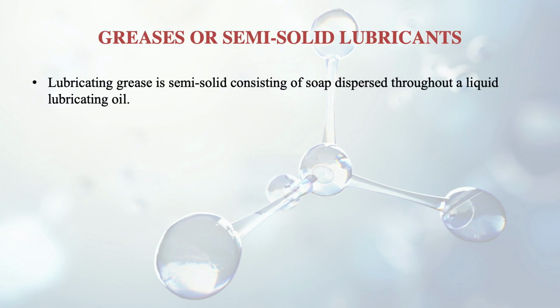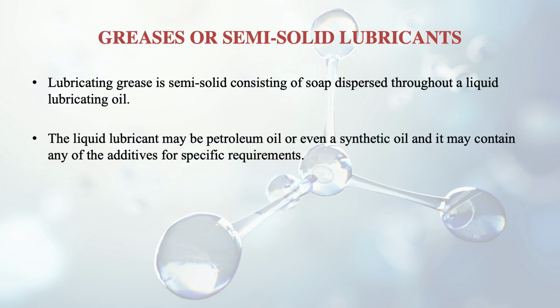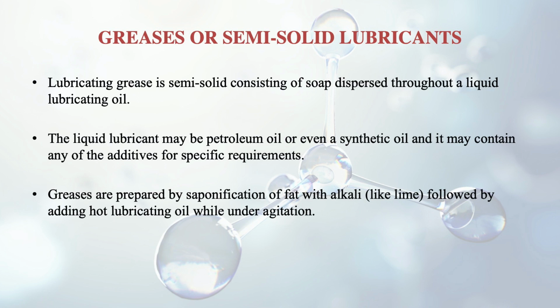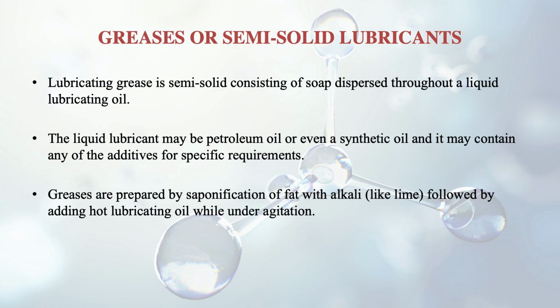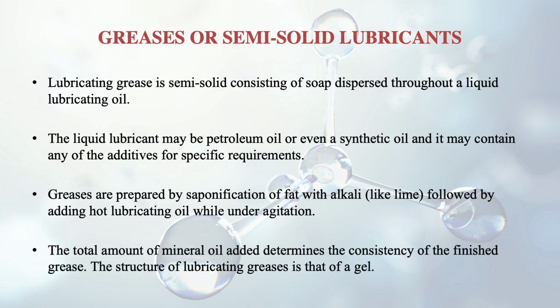Then come the greases, or the semi-solid type of lubricants. Till now we discussed the liquid type, now we discuss the semi-solid, which was the second category according to physical state. Lubricating grease is semi-solid, consisting of soap dispersed throughout a liquid lubricating oil. The liquid lubricant may be petroleum oil or even a synthetic oil, and it may contain any of the additives for specific requirements. Greases are prepared by saponification of fat with alkali. Saponification is a process where we use fat and oil to make soap-like things. This is followed by adding hot lubricating oil under agitation. The total amount of mineral oil added determines the consistency of the finished grease.